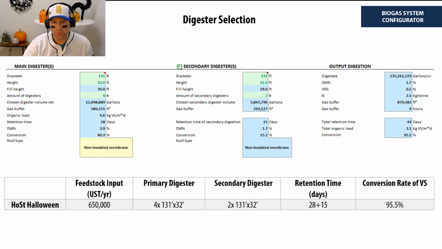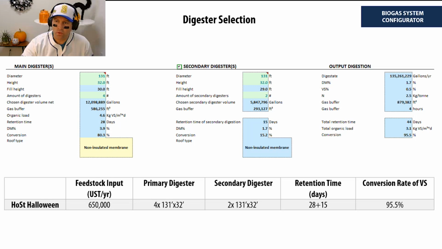Again, most technology providers only do primary digestion. They don't do secondary digestion. And with our secondary digestion, we're seeing a conversion rate of 95.5%. That's industry leading, and that is really something that's important to us at HoSt Bioenergy.